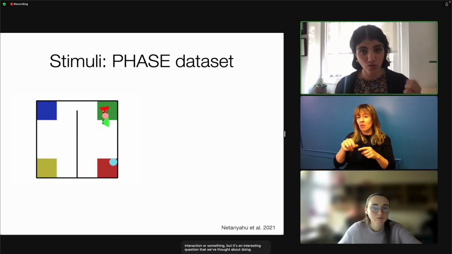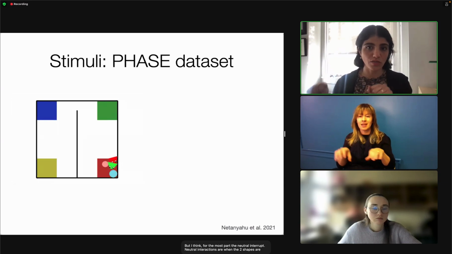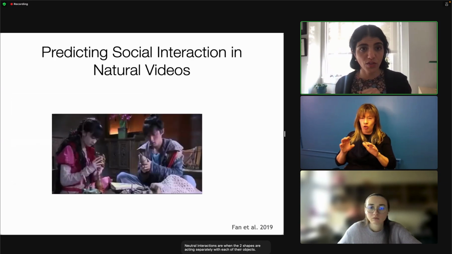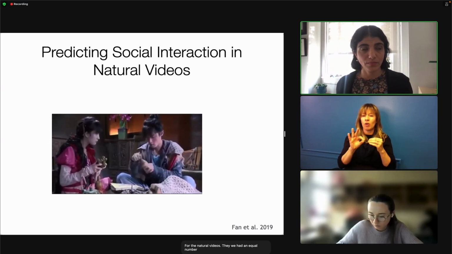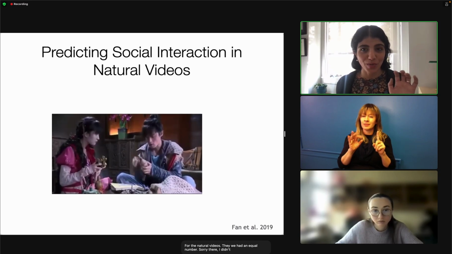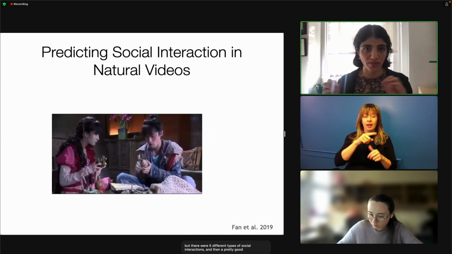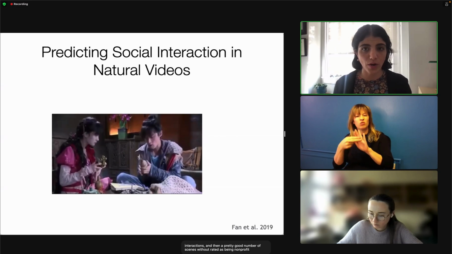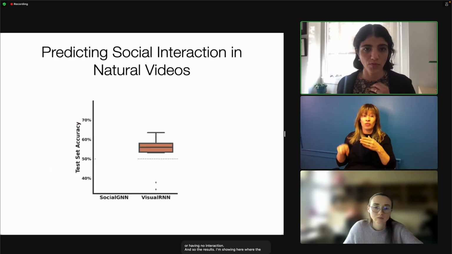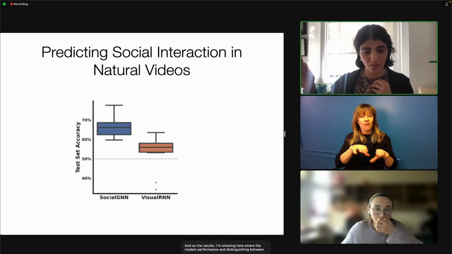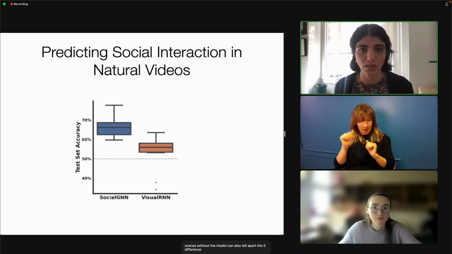But I think for the most part, the neutral interactions are when the two shapes are acting separately with each of their objects. For the natural videos, I didn't get into all the details, but there were 5 different types of social interactions, and then a pretty good number of scenes rated as being non-communicative or having no interaction. And so the results I'm showing here were the model's performance in distinguishing between scenes with social interaction versus scenes without. The model can also tell apart the 5 different social interactions above chance.